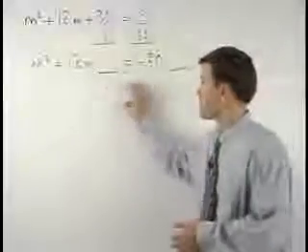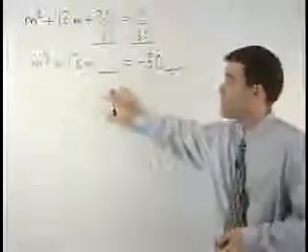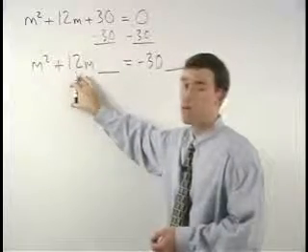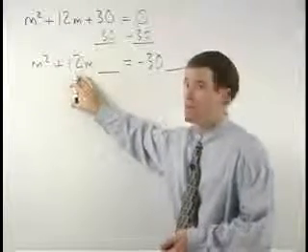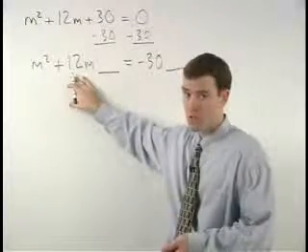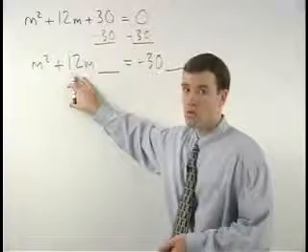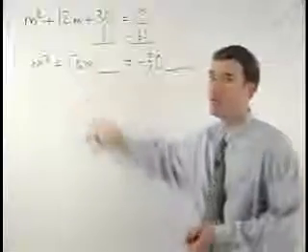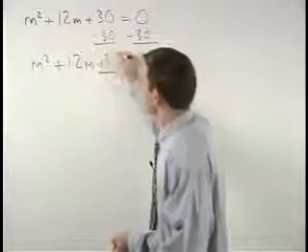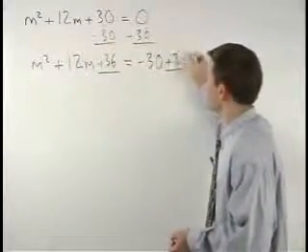The number that goes in these spaces always comes from half the coefficient of the middle term squared. In this case, that's half of positive 12, which is positive 6, squared, which is positive 36. So we add 36 to both sides of the equation.